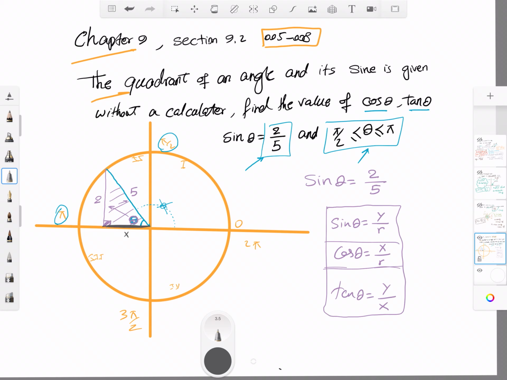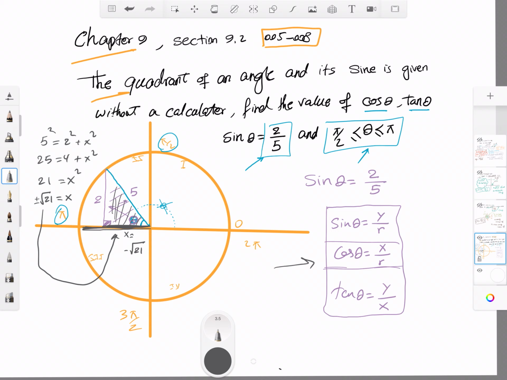So by knowing this, I use the Pythagorean theorem to solve for x. We're going to have 5 squared equal to 2 squared plus x squared. We have 25 equal to 4 plus x squared, so x squared is 21, x equal to plus or minus radical 21. Because we are in this quadrant, x should be negative. So x will be negative root 21. As soon as you solve this triangle, then you're done.